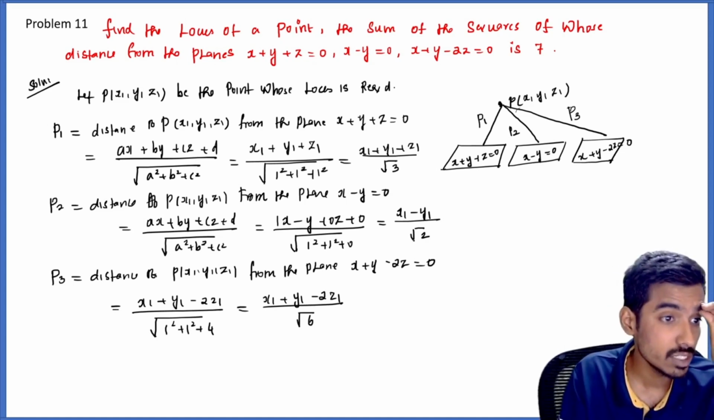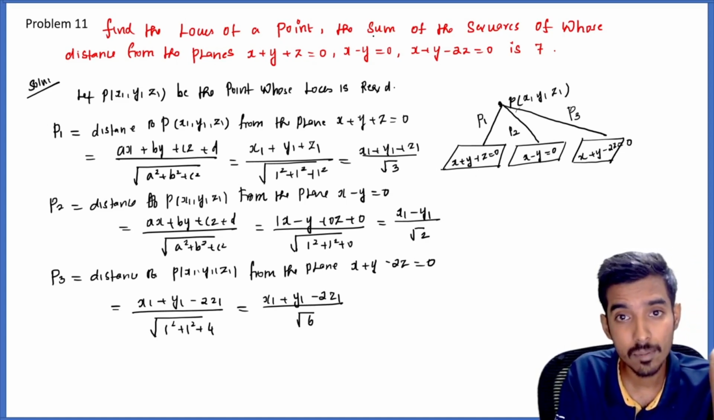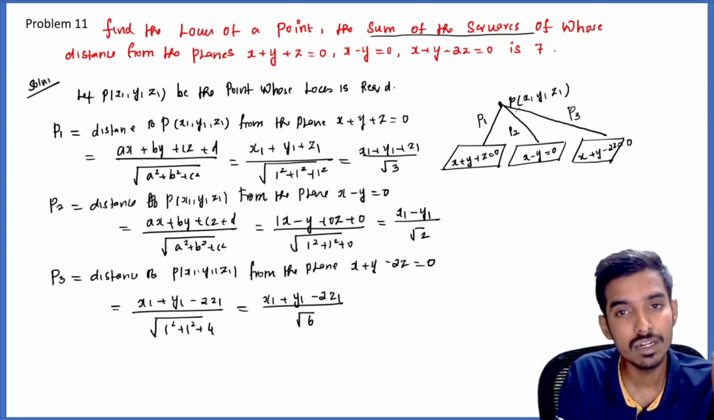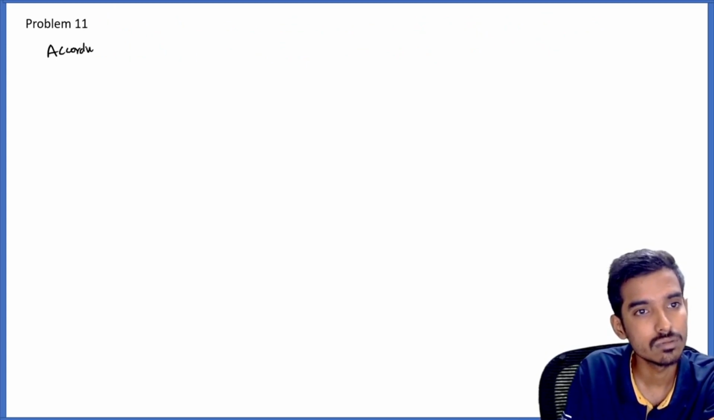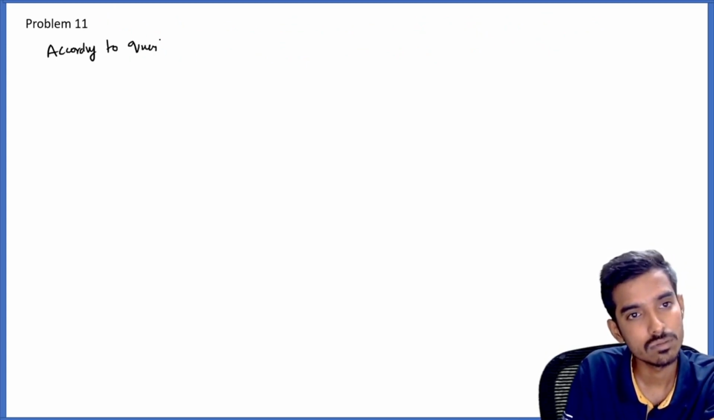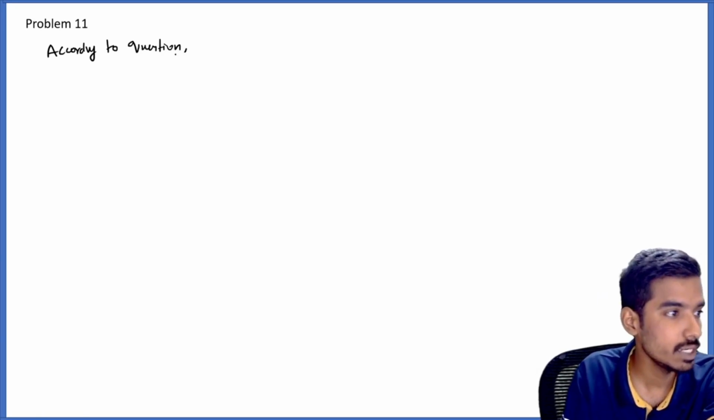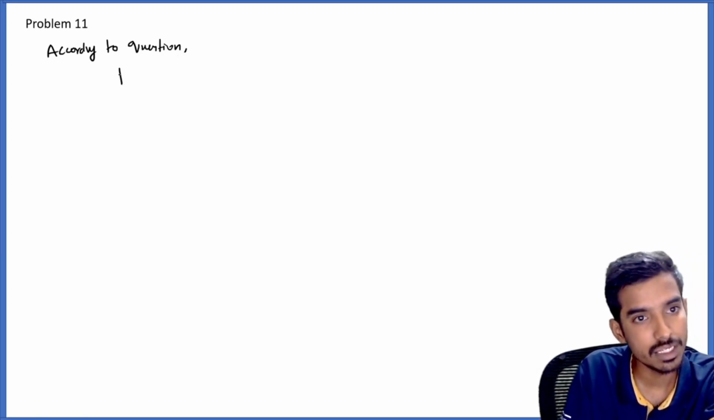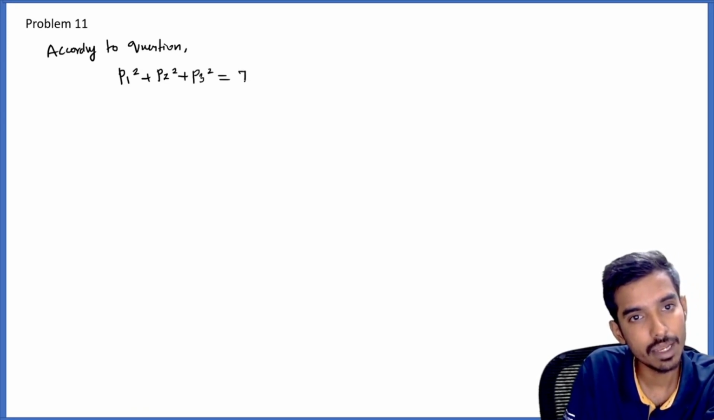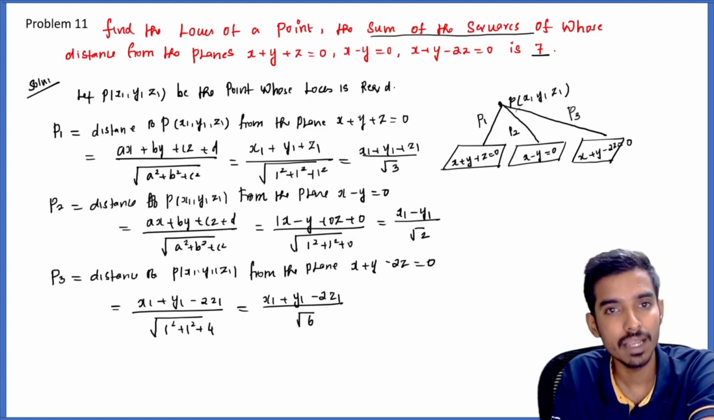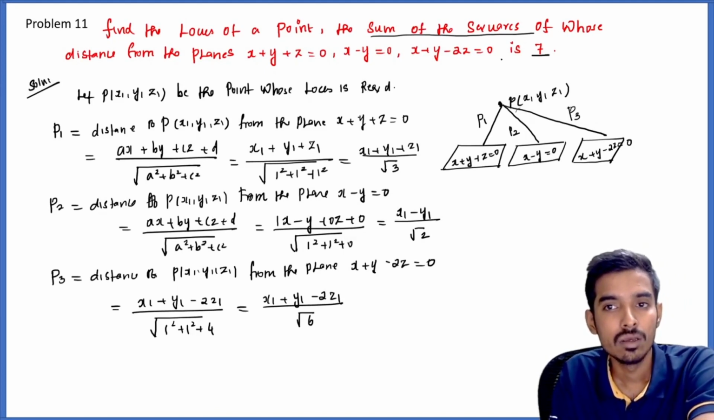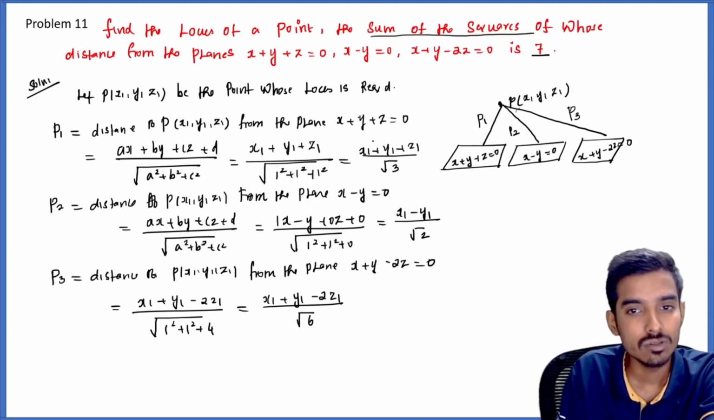Now, according to the question, the sum of the squares of distance has to be equal to 7. So according to the question, P1 square plus P2 square plus P3 square has to be equal to 7, right? The sum of squares of whose distance from the plane is 7. So we square it out. We know P1, P2, P3, so we square it out.